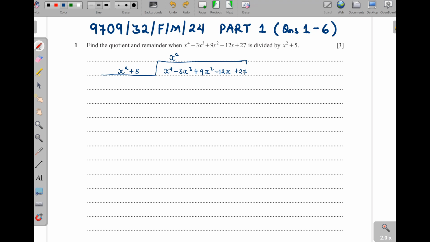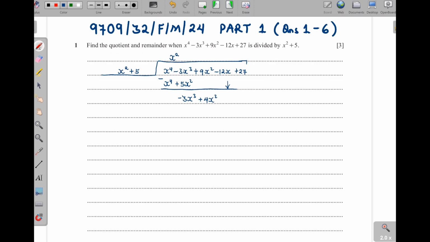Then we multiply, so this times that, of course it gives you this x power 4. Then 5 times this one is 5x squared. Then we subtract such that we eliminate this x power 4. Now minus 3, of course there is a 0 here because there is no x cubed. So that means we shall have minus 3x cubed. Then 9 minus 5 gives us a 4, not so? So we shall get plus 4x squared.